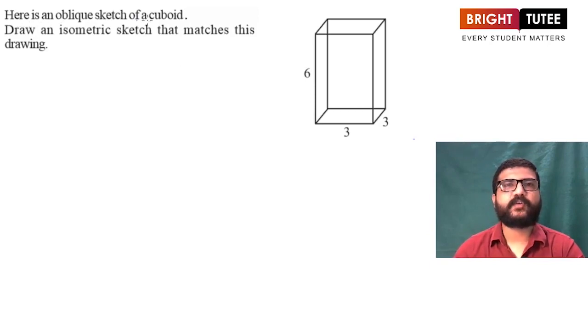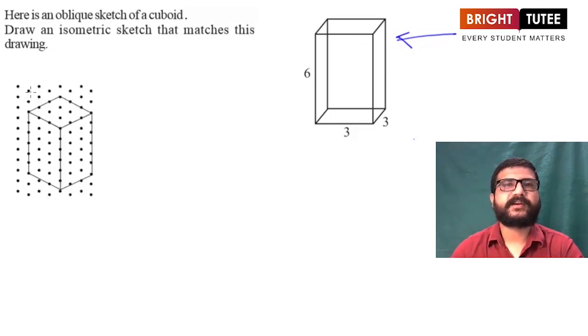So question is, here is an oblique sketch of a cuboid, as we can see here in this figure. Now what we have to do, we have to draw an isometric sketch that matches this drawing. So how we can do that? First we need a dotted sheet paper like this. This is an isometric sheet and on this we have to draw a cuboid. So it will be appearing like this. We have already discussed how we can draw a cuboid on an isometric sheet. So this will be the required cuboid.